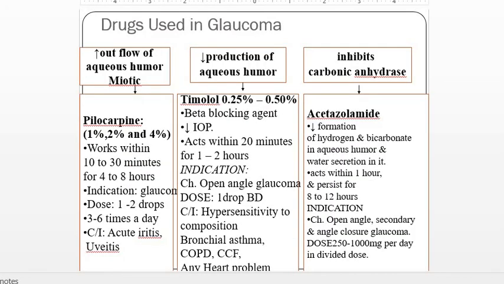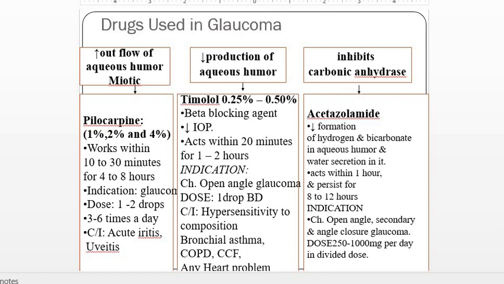The next is drugs used in glaucoma. Firstly, drugs to increase the outflow of the aqueous humor, which are called miotics. The miotics increase the outflow of the aqueous humor, right? The second is drugs that decrease the production of the aqueous humor, and the third is drugs that inhibit carbonic anhydrase.